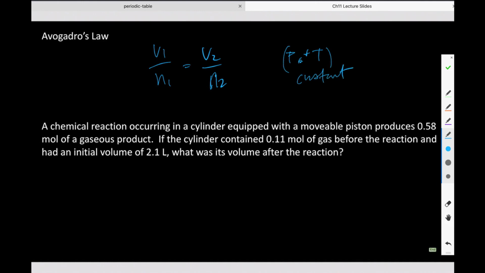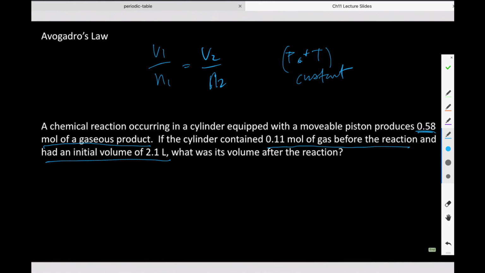So, a chemical reaction occurring in a cylinder equipped with a movable piston produces 0.58 moles of a gaseous product. If it contains 0.11 moles before the reaction and had an initial volume of that, what was its volume after the reaction? So again, whichever one you call initial or final doesn't matter. All that matters is your ones have to match, they have to be from the same scenario, and your twos have to match or be from the same scenario.